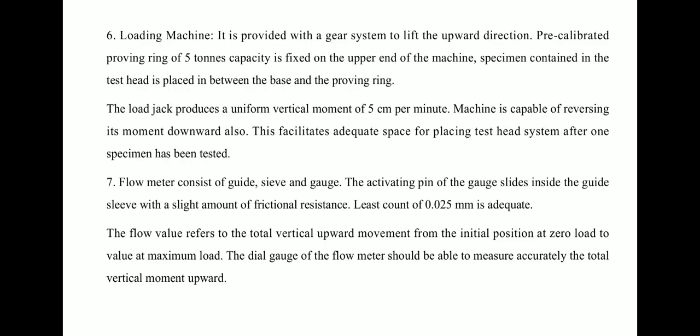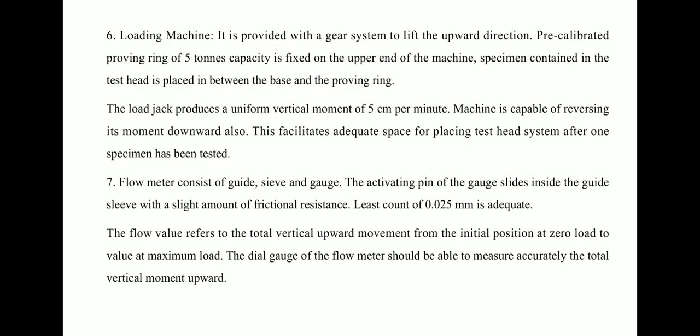The specimen contained in the test head is placed in between the base and the proving ring. The load jack produces a uniform vertical movement of 5 cm per minute. The machine is capable of reversing its movement downward also. This facilitates adequate space for placing the test head system after one specimen has been tested. The flow meter consists of the guide sleeve and gauge. The activating pin of the gauge slides inside the guide sleeve with a slight amount of frictional resistance.